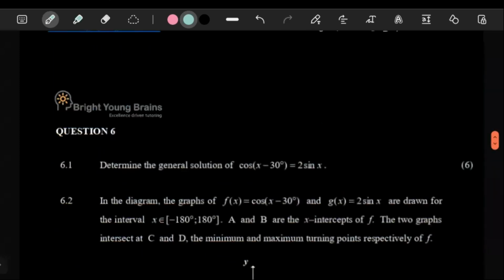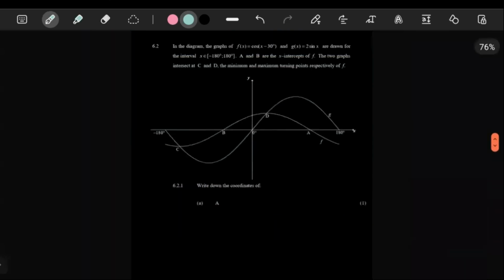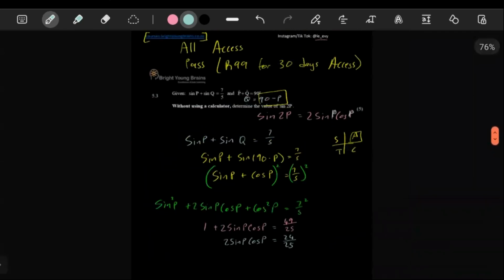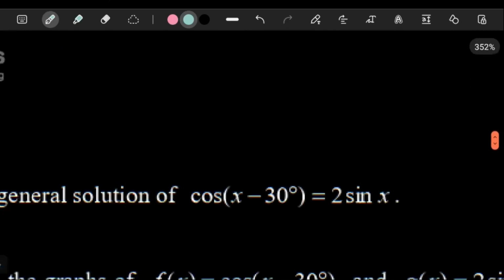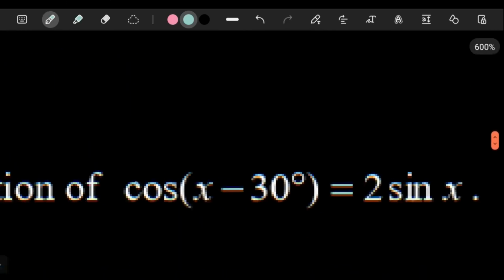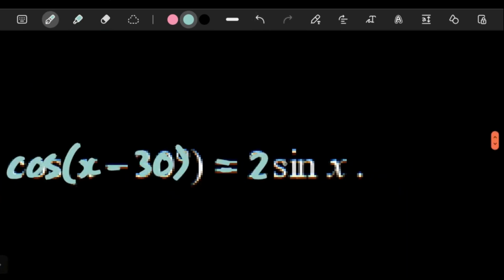They said in the diagram, we should determine the general solution. How did I not give myself space for that question? It's weird. So let me just copy this question: cos(x minus 30) equal to 2 sine x.